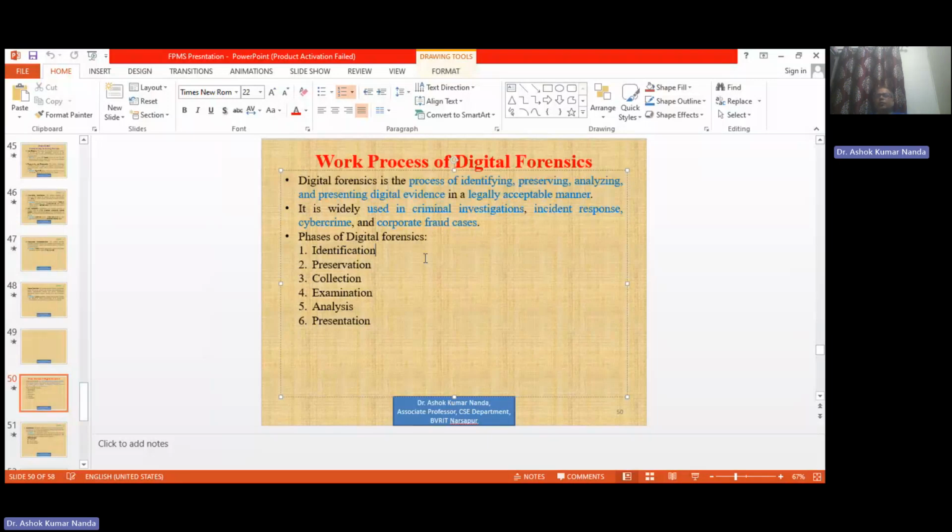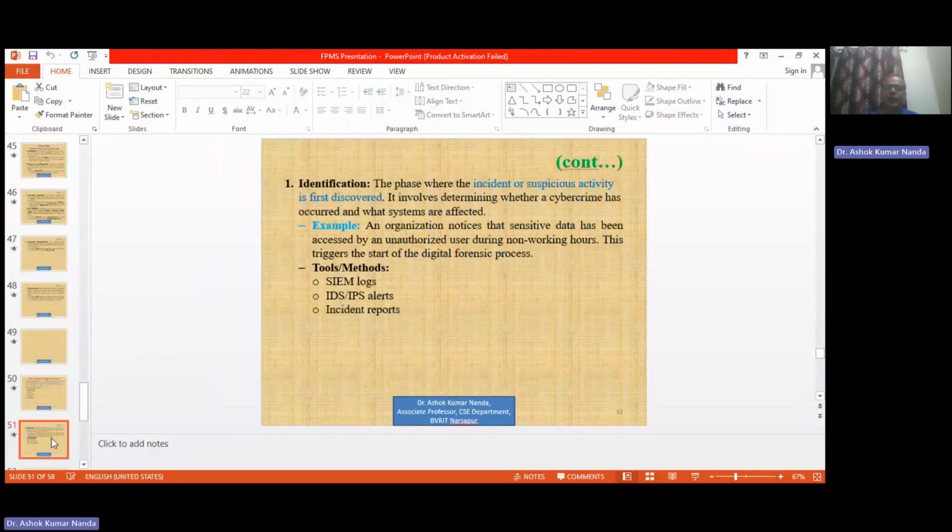Now we'll come to know how many phases and what the phases of digital forensic are. There are six phases of digital forensic: identification, preservation, collection, examination, analysis, and presentation. Now we'll discuss them one by one. Identification means where the incident or suspicious activity is first discovered. That is called the identification.